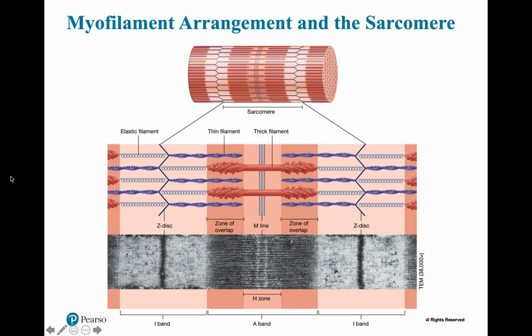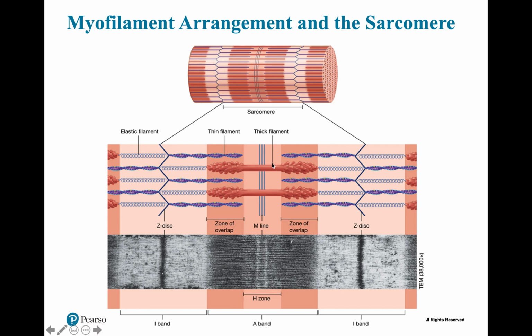All right, so now we're going to talk about sarcomere anatomy. So what we're looking at here, again, this is a myofibril. These are the cylindrical organelles that comprise 50 to 80% of the inside of a skeletal muscle cell. Remember, myofibrils are made up of those myofilaments, with the most abundant myofilaments being the actin and myosin. Those are the contractile myofilaments.